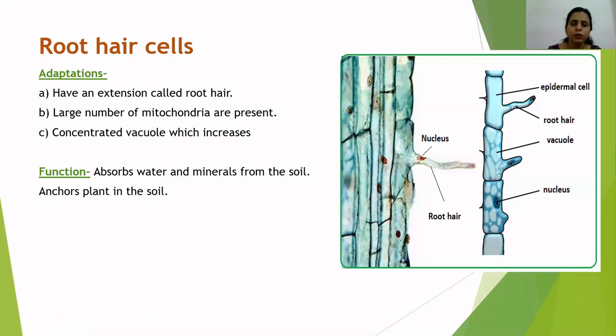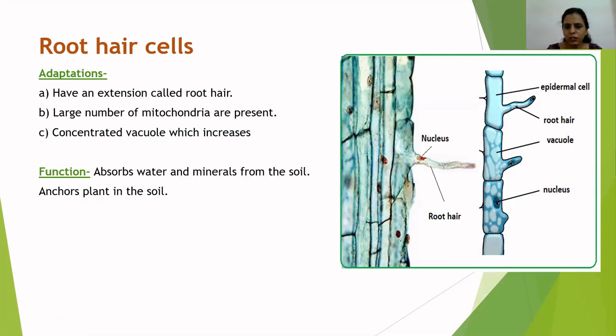Next cell is the root hair cell. Root hair cells are present in plants. As the name indicates, the location is in roots. Now what are their adaptations? They have three adaptations.